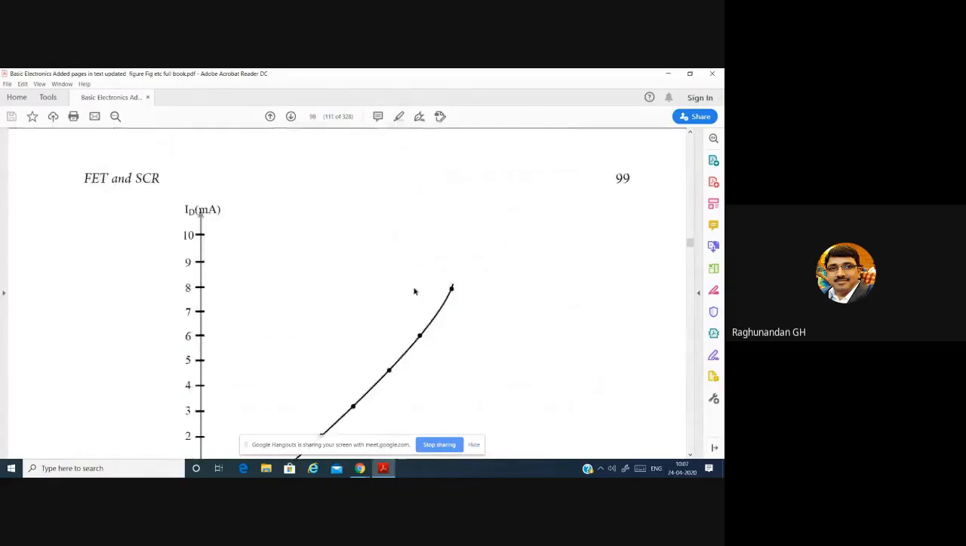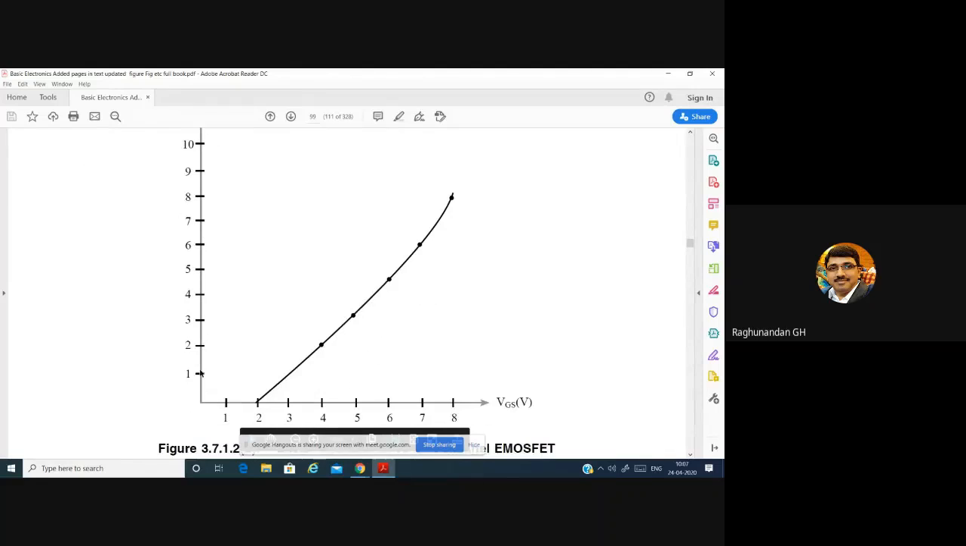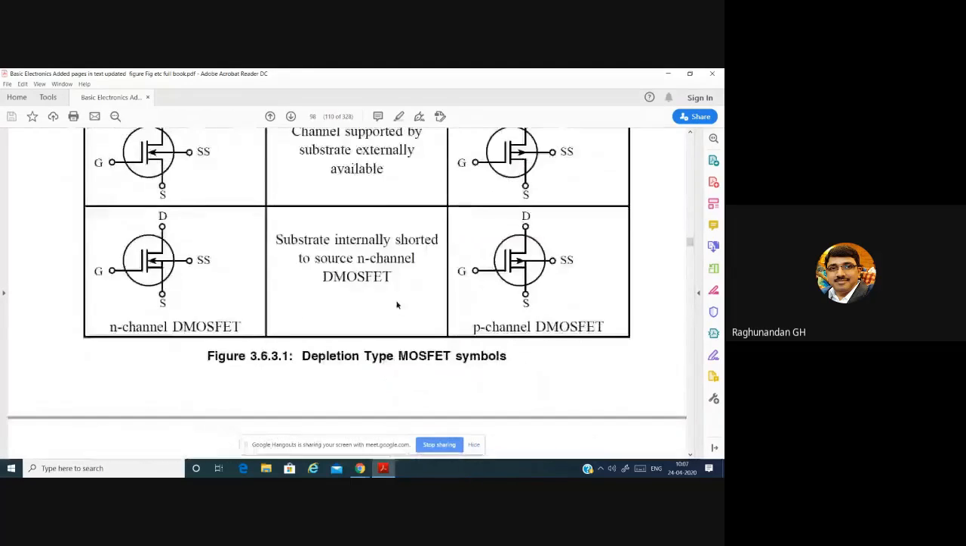That's why, here, when VGS keeps on increasing, correspondingly the current will increase. So it is a linearly increasing curve. It is not... please don't get confused. The E MOSFET is having this.